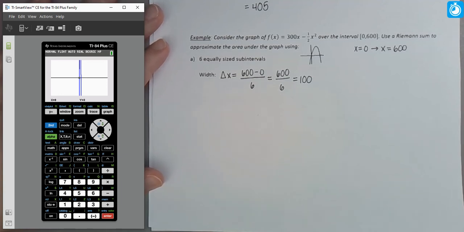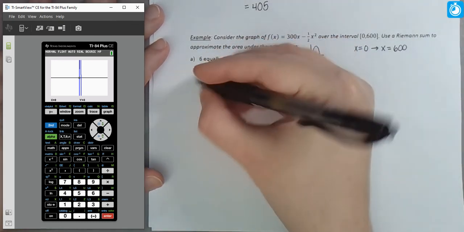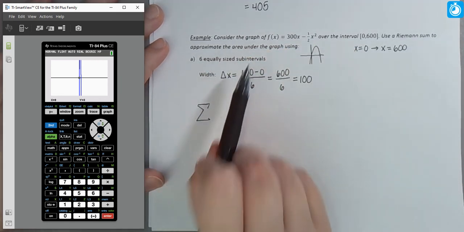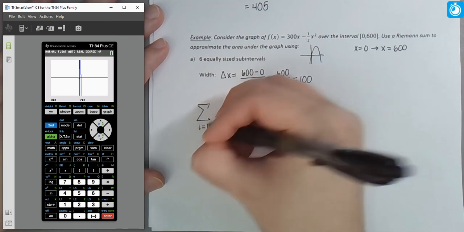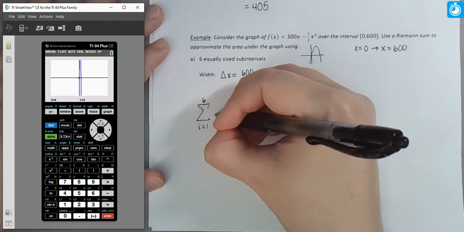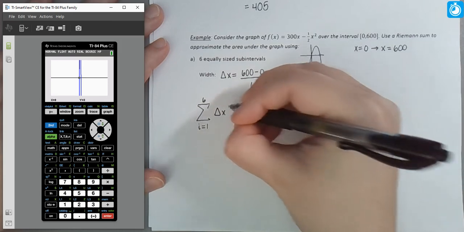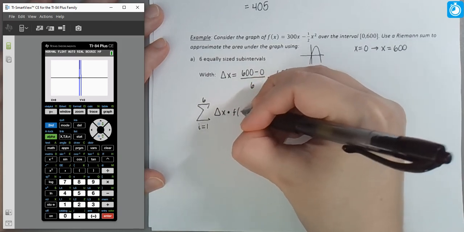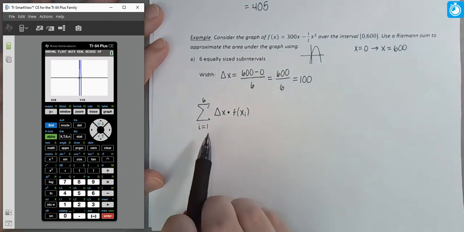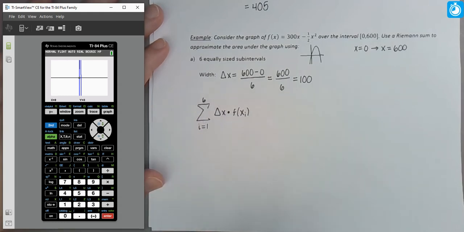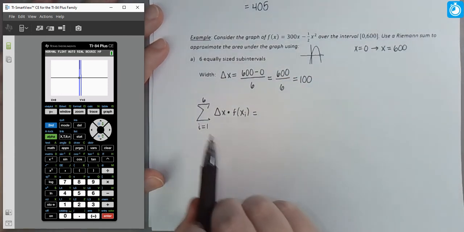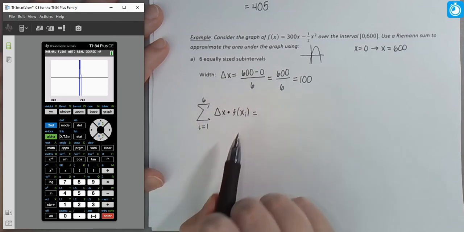Okay, so let's write our expression based on that. So we're taking the sum over 6 intervals, so from i equals 1 to 6. So we're summing up the area for each of these 6 rectangles, and the area is defined as our common width multiplied by our function value at each associated x value as i goes from 1 to 6. Okay, so let's put that in context. What does that mean here? What is i going to be in each of these cases? Well, i is going to be 1 to 6, but what are the actual x values?